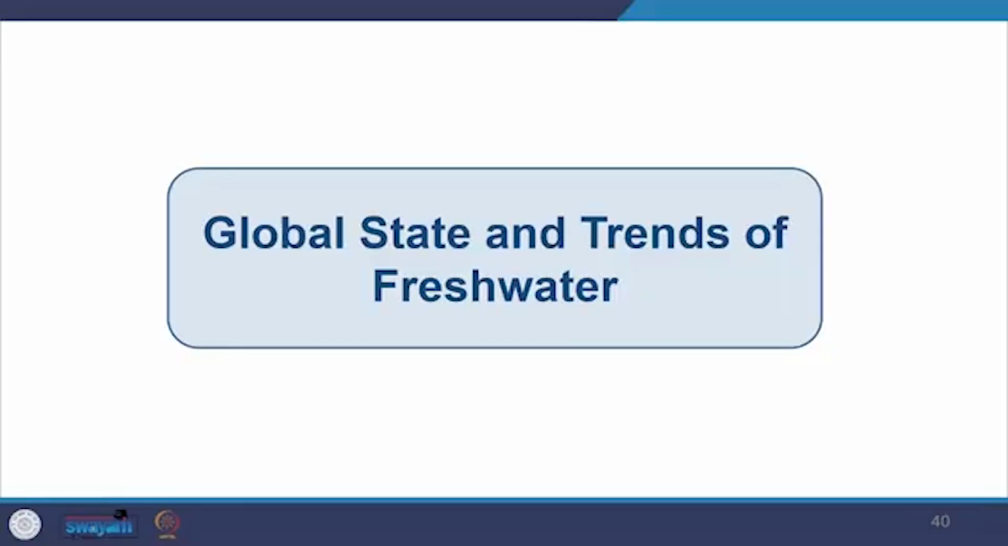And when you do EIA, you need to see how any kind of development is changing or influencing these conditions. Now let us look at the global state and trends of fresh water. So we'll be looking at the trends now and the state, certain facts here.